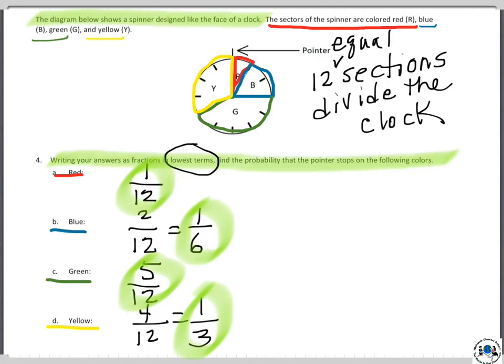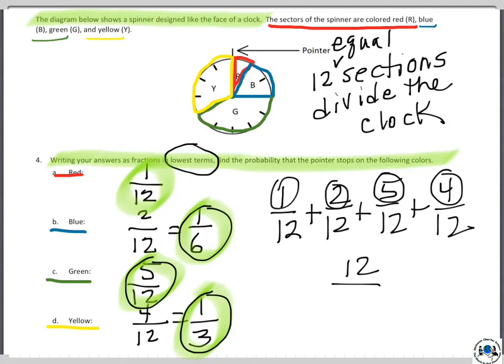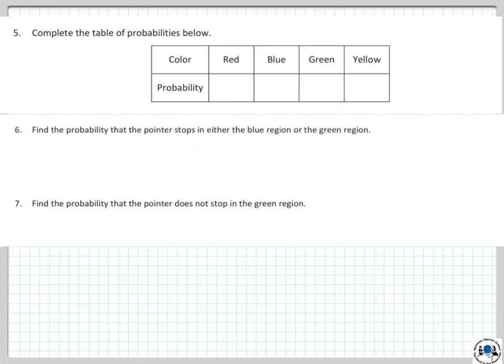Now, we could check to see if we've done everything correctly. I have 1/12 plus 1/6, which is 2/12, plus 5/12, plus 1/3, which is 4/12. We see that there. And if we add those up, 1, 3, 8, 12, equals 12/12, which equals 1. So we know that we have accounted for the entire clock-faced spinner.